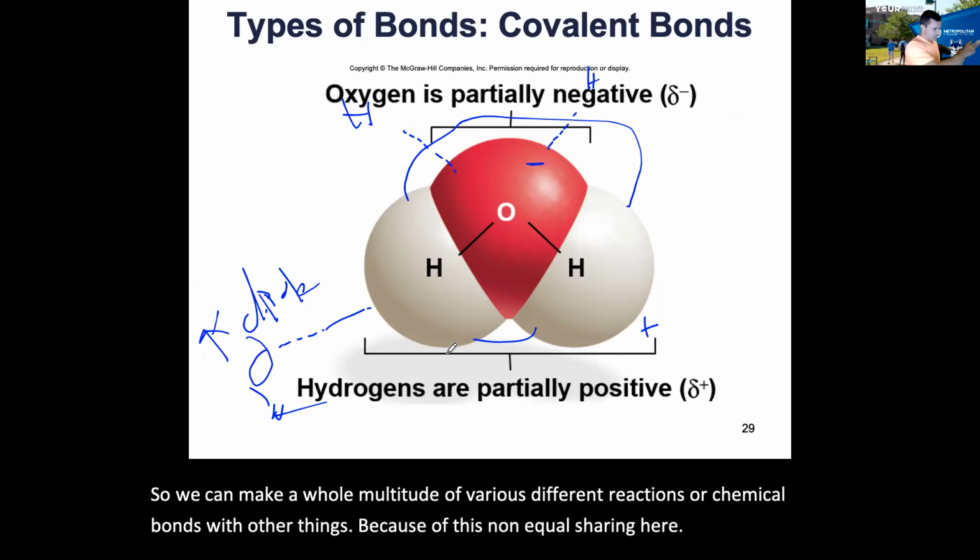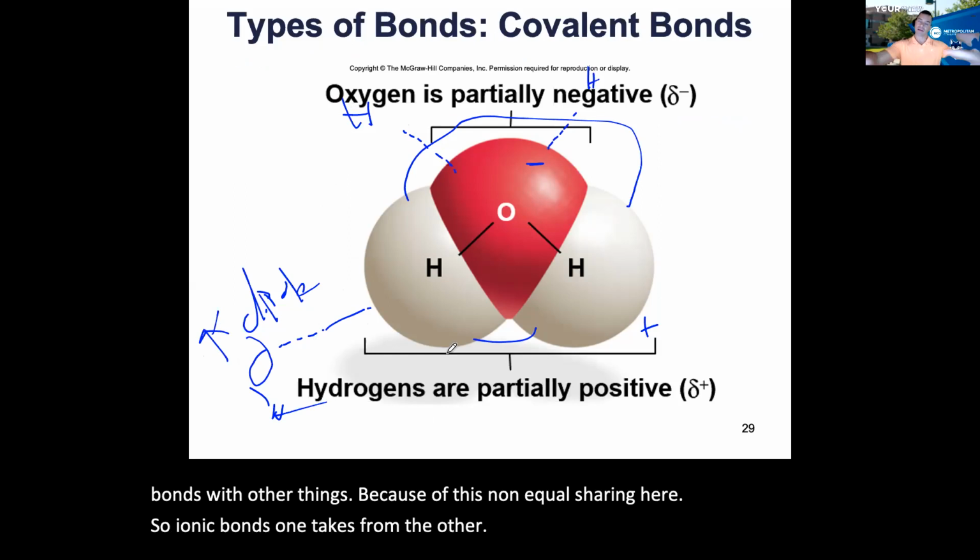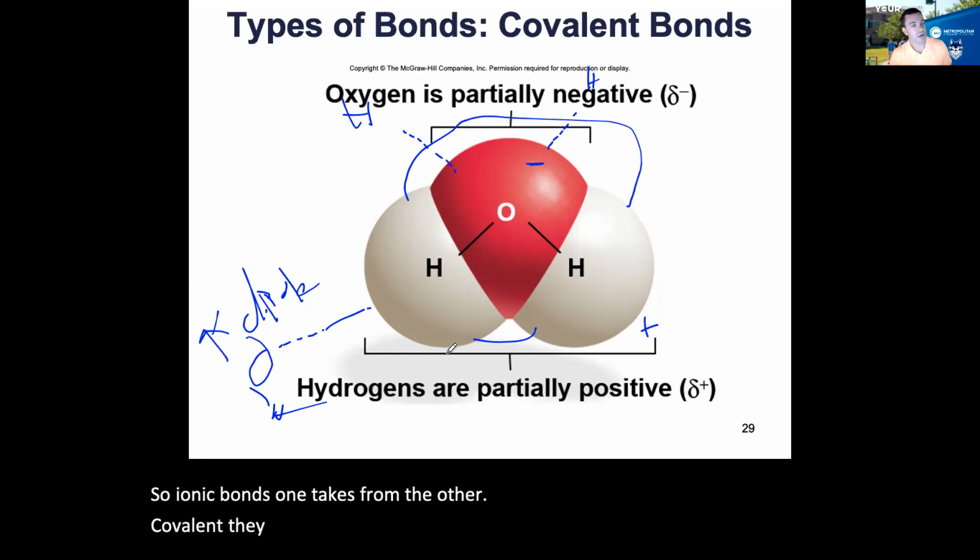So ionic bonds, one takes from the other. Covalent, they share. They can share equally or they can share unequally, kind of like my kids.